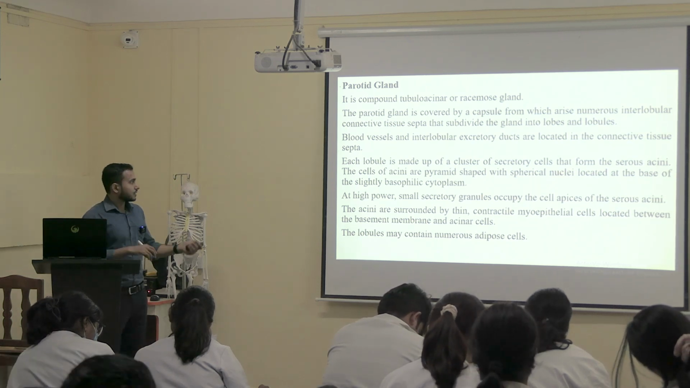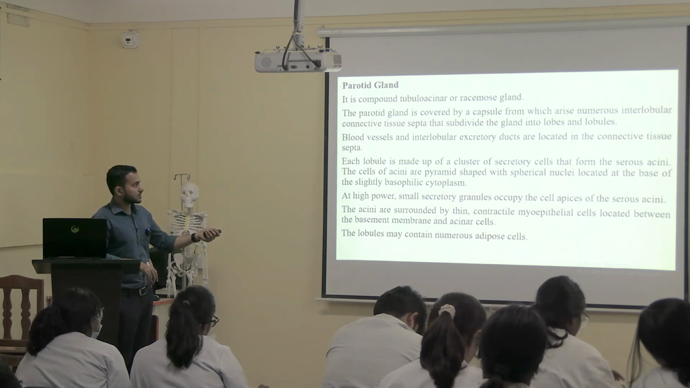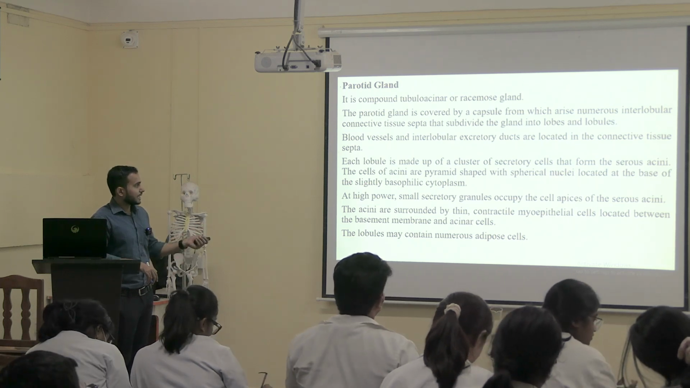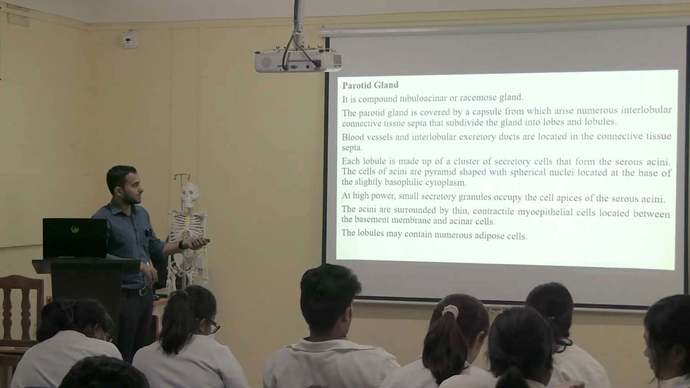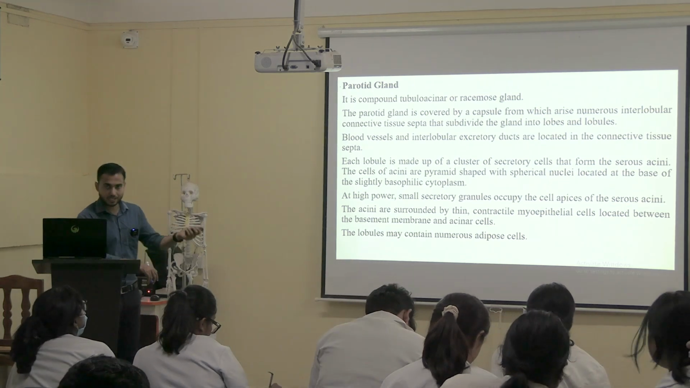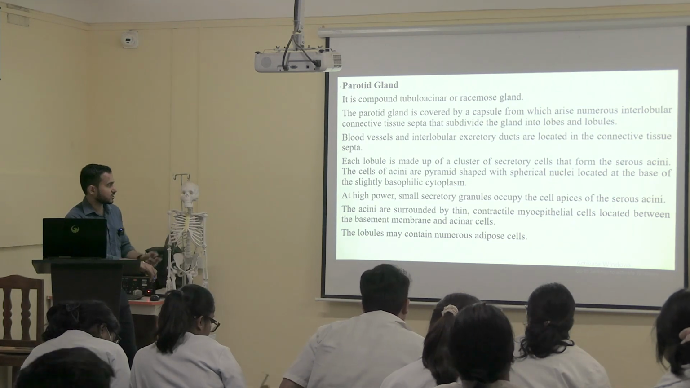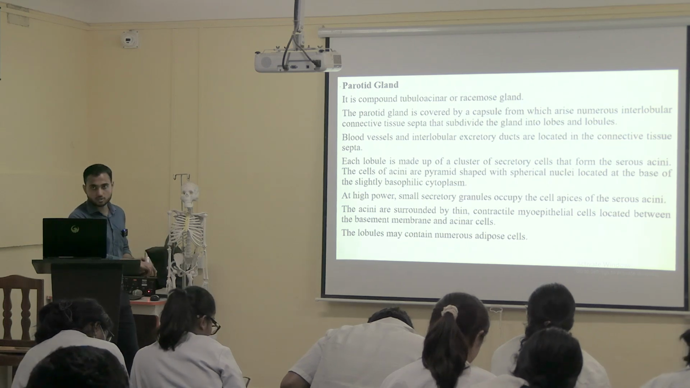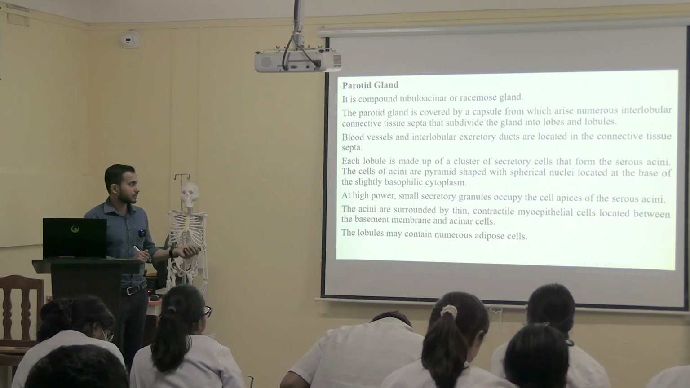Here you can see the cells of the acini are pyramidal-shaped, with spherical nuclei located at the base and slightly basophilic cytoplasm. At high power, you can see the granules occupy the apices of the cells of the serous acini, which I have shown you just now. Here also you can see myoepithelial cells are present. The lobules may contain numerous adipose cells also, so adipose tissue is present in between the acini.